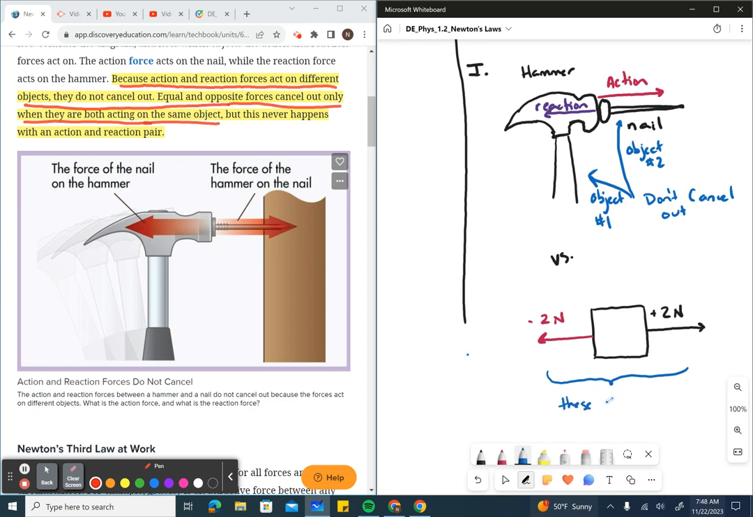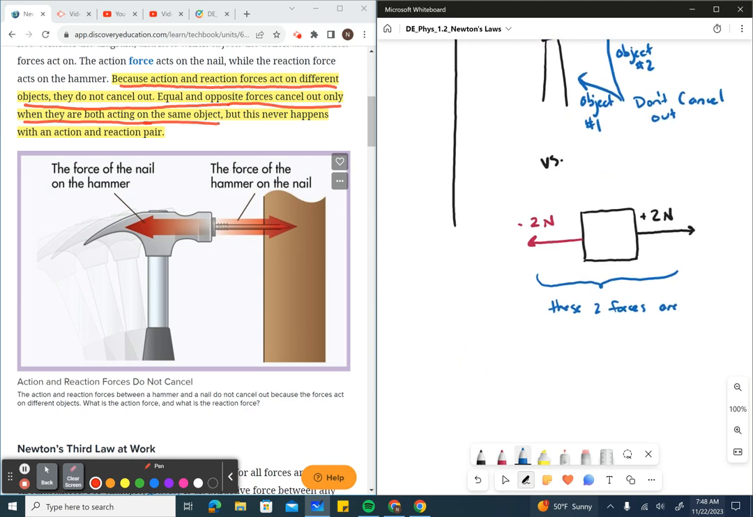These two forces are acting on the same object. There's only one object in this picture, the box. These two forces are acting on the same object. Therefore, they do cancel out. And they're canceling out because they're equal in magnitude. This is a plus 2 plus a negative 2. The plus 2 plus a negative 2 equals 0. It cancels out. Okay, so that's good.